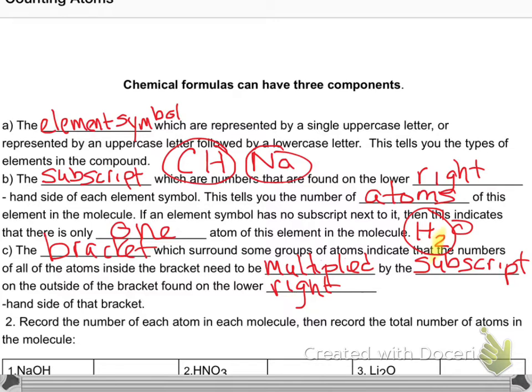So if it looks like Li2, and then those are brackets, and it says OH, and then the 3. This 3, it's like math, guys. This 3 has to be distributed to this H, and then to this O, okay? So you're going to see some examples. So now on the next slide, we're going to talk about how to do this for the first 3.